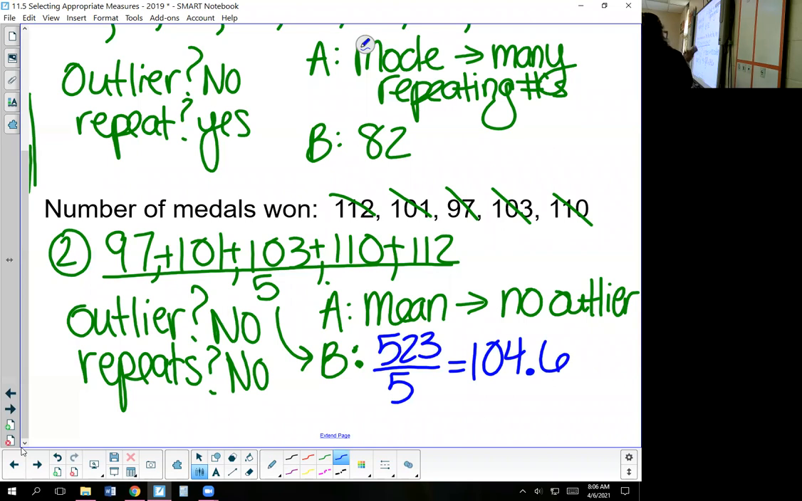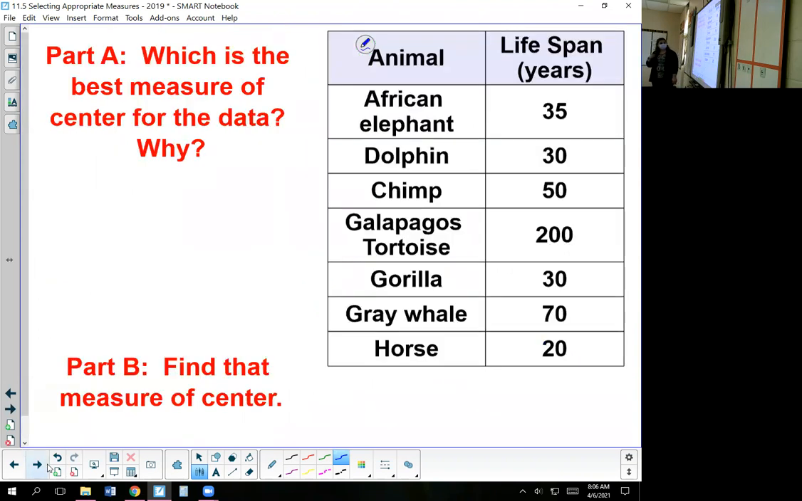So again, if we don't have an outlier, then what you have to do is find the mean. If you write them all in order at the beginning, you don't have to double write the words, right? You write the numbers. Okay, any questions so far? Okay, we've got one more here.